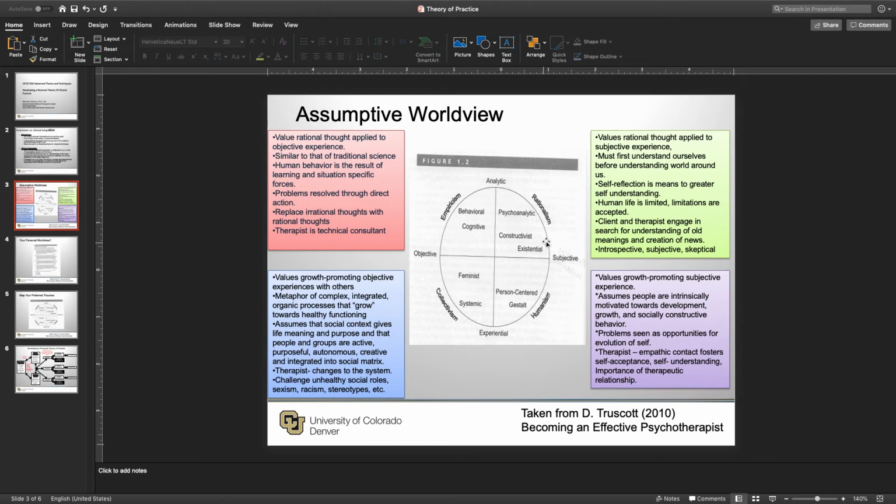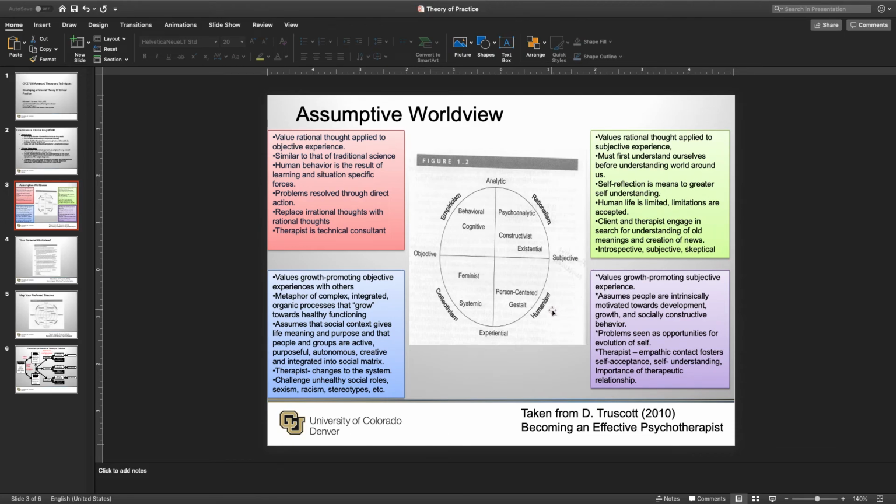And from this quadrant, the client and the therapist engage in a search for understanding of old meanings and a creation of new. And so it's a much more collaborative process, where the other is a much more evaluative process. So introspective, subjective, being skeptical, being questioning, being curious is a part of that.